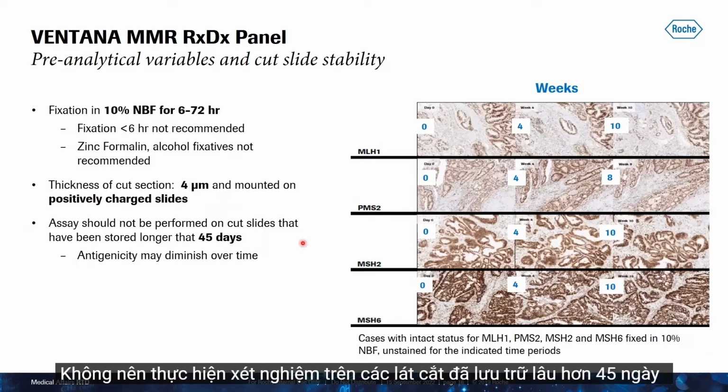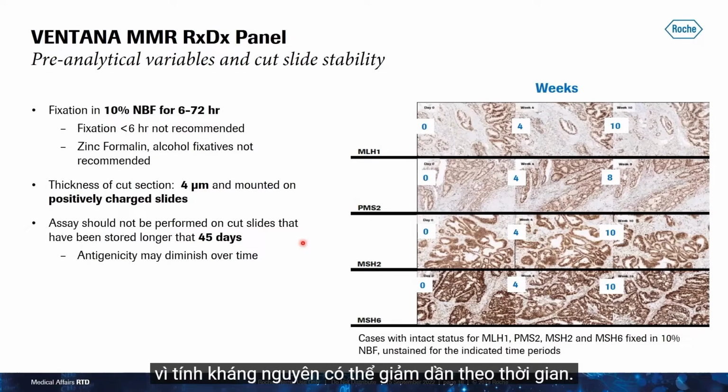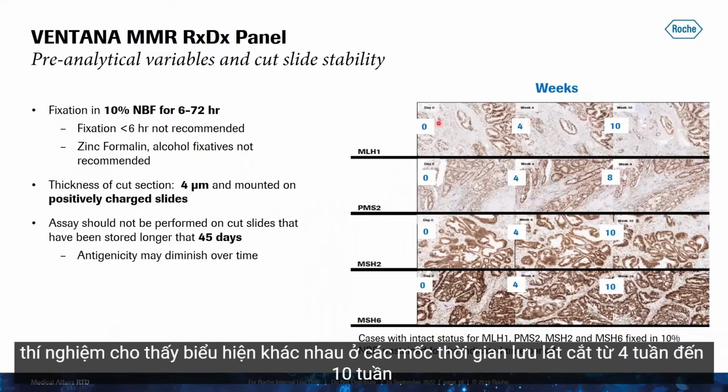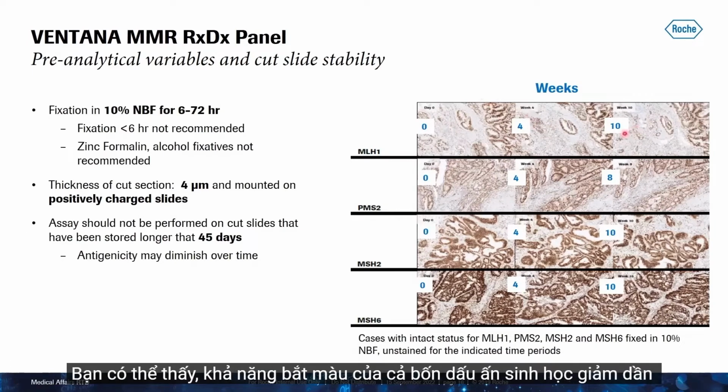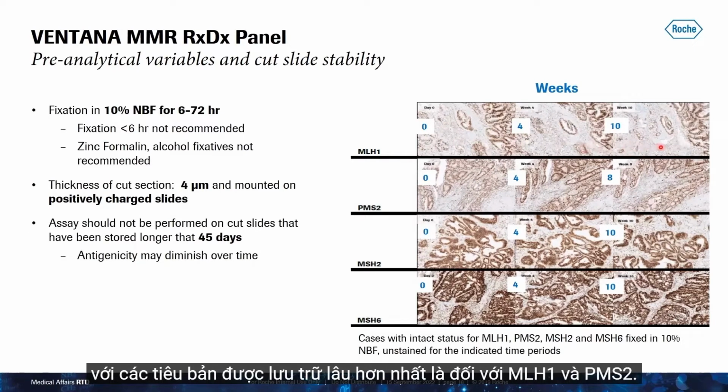The assay should not be performed on cut sections that have been stored longer than 45 days, as antigenicity may diminish over time. As you can see in the image on the right, where an experiment has shown different times of storing cut sections from 4 weeks to 10 weeks, the 4 biomarkers can potentially show diminished staining with longer stored slides, from 4 weeks to 8 to 10 weeks, especially for MLH1 and PMS2.